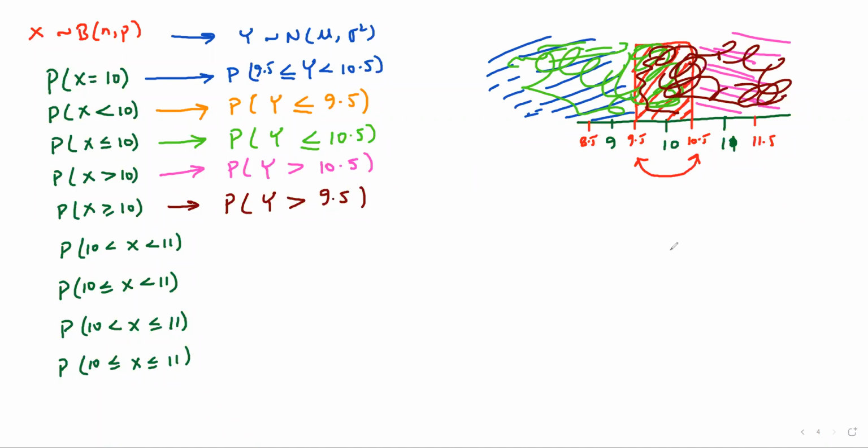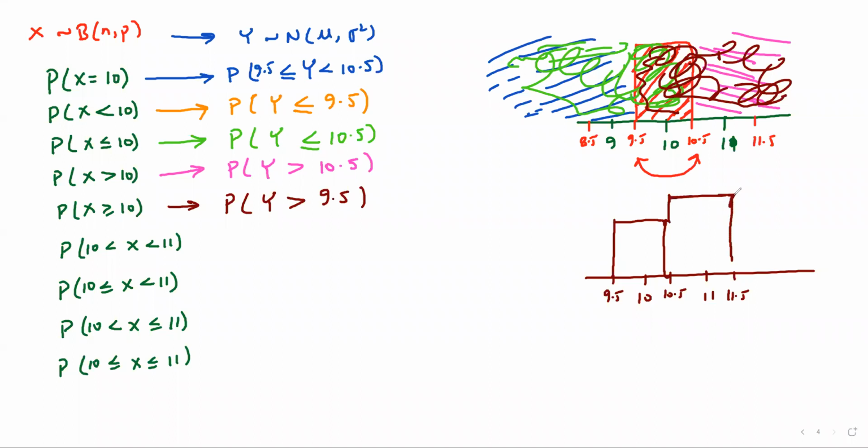Now I'll have to draw this again for this part. This is your 10 here, this is your 11 here. This means from 9.5 to 10.5, and this is your 11.5 here, and this is the rectangle representing this, and the next one is representing your 11.5. Okay, now guys, it says between 10 and 11. Both of them are not included in this region here.